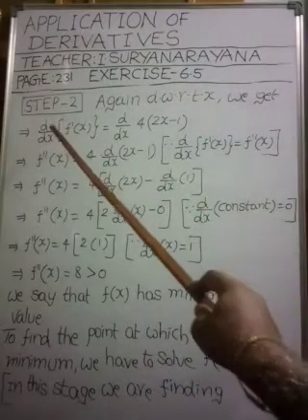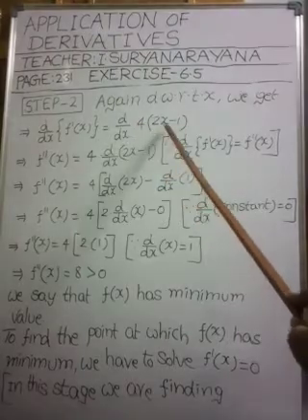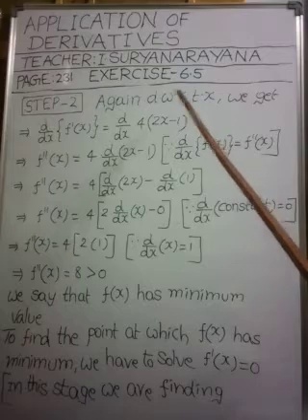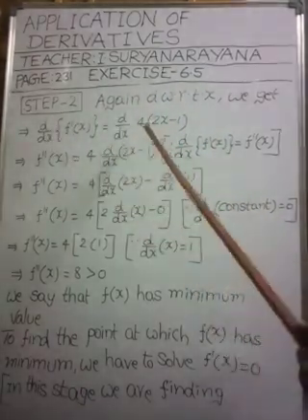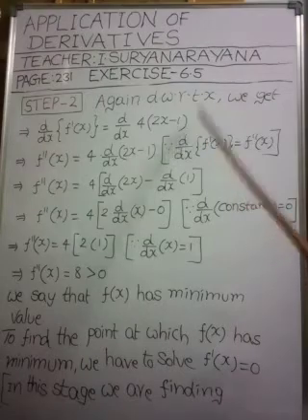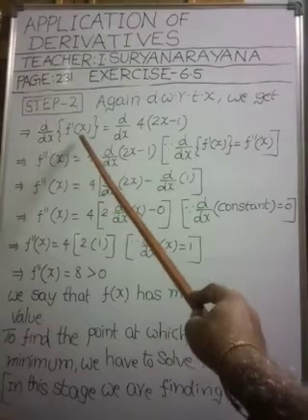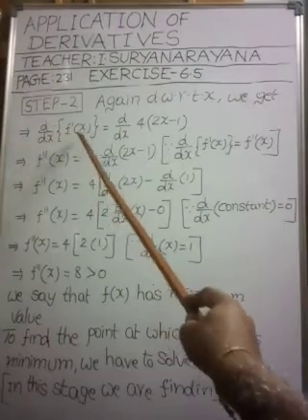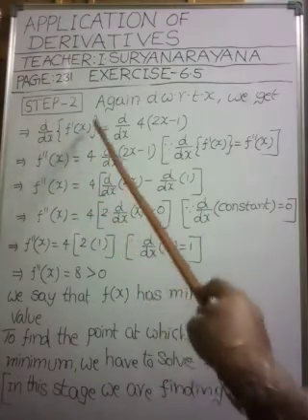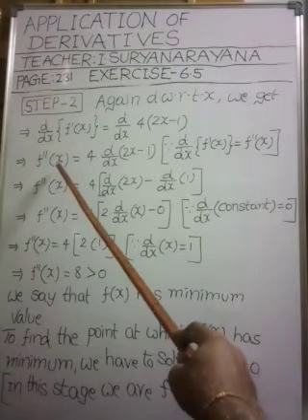We get d by dx of f dash of x is equal to d by dx of 4 into 2x minus 1. Understood, my children? For the previous step, we are again differentiating with respect to x. Then we get this step. Okay, my children? Understood this step? Right. This implies, see, LHS d by dx of f dash of x. What is the value of d by dx of f dash of x? Yes, f double dash of x. We can denote this entire part as f double dash of x. Understood, LHS, my children? Right.